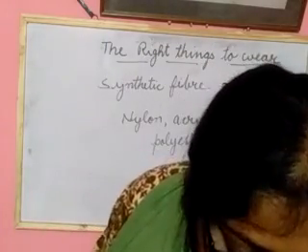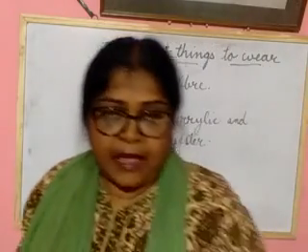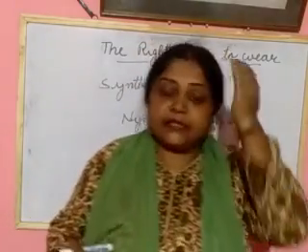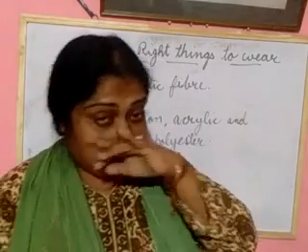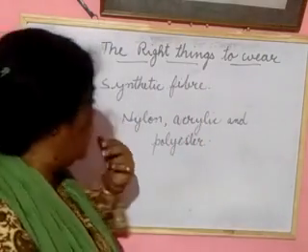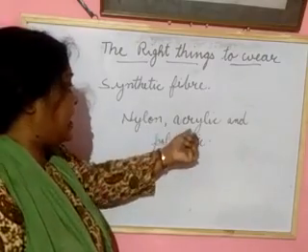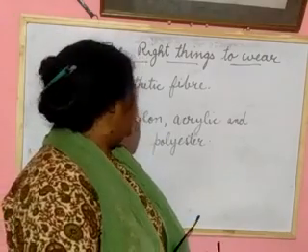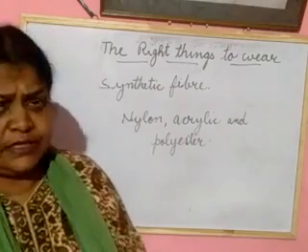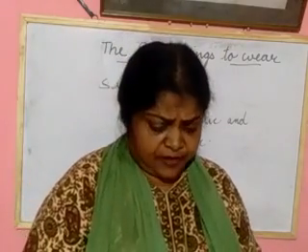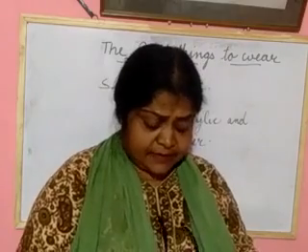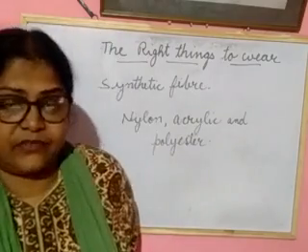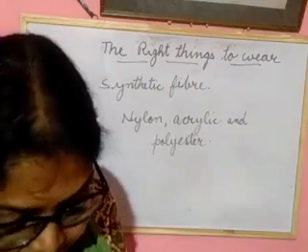What is that? Synthetic fiber is a man-made fiber, which means it is made in the factory. This fiber is made in the factory, and the examples of synthetic fiber are nylon, acrylic and polyester. What are the examples of synthetic fiber? Nylon, acrylic and polyester. These are all synthetic fiber. Where are these fibers made? In the factory.